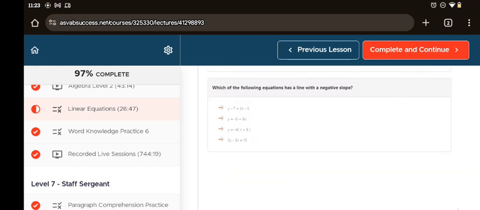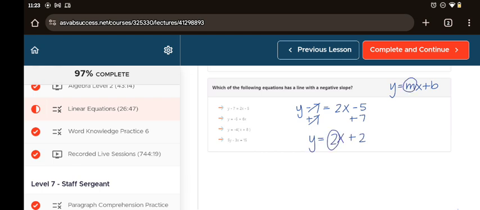All right, next question. It says, which of the following equations has a line with a negative slope? So here, we're looking at different equations. I'm going to write each of them, and we're going to look at each of them. So this one is not, remember when we're looking at the slope, we want the equation to look like this. The minus 7 is in the way, so I'm going to plus 7. I'm going to do it to both sides, and this gives me plus 2.